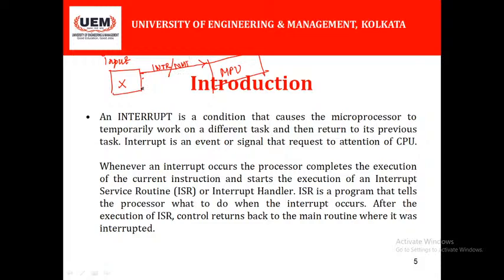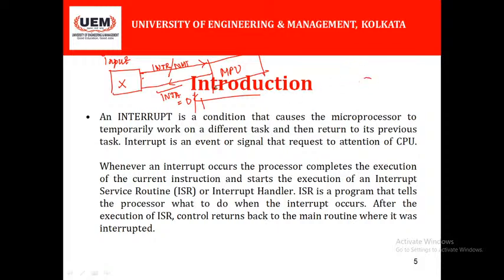Upon receiving this request, the microprocessor will send the INTA bar signal. If the INTA bar signal is 0, then the interrupt is accepted, and if it is 1, then the interrupt is not accepted. Whenever an interrupt occurs, the processor completes the execution of the current instruction, and starts the execution of the interrupt service routine or interrupt handler. And ISR is a program that tells the microprocessor what to do when an interrupt occurs. After the execution of the ISR, control returns once again to the main routine.